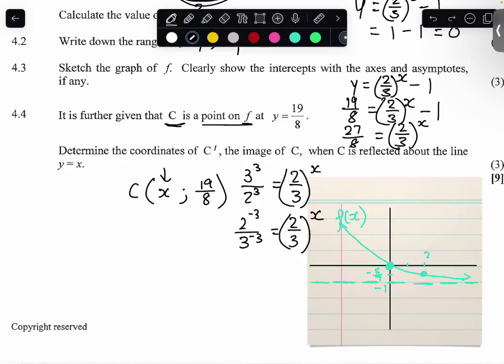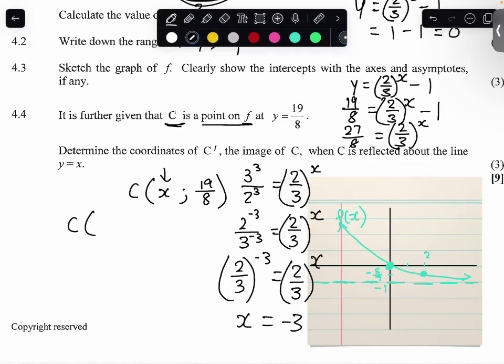So once I have that, I can write this as 2 over 3 all to the minus 3 is equal to 2 over 3 all to the x. And that gives me x to be minus 3, which means C's coordinates are minus 3 and 19 over 8. This is the original C. But that's not the question.